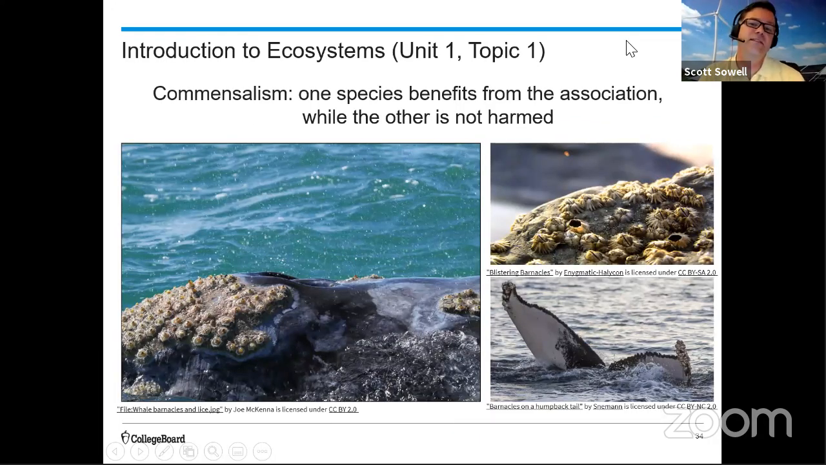Commensalism: one benefits, the other's not harmed, no big deal. So think about barnacles on a whale. These barnacles get transported to these plankton-rich environments. They get plenty of food to feed, but the whale, as far as we know, it's just got stuff on it. It's not really hurting the whale, so it's commensalism.